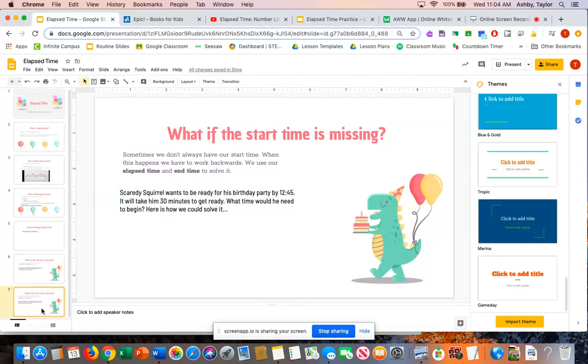Okay, here's our last problem, our last example for today. What if the start time is missing? Sometimes we don't always have our start time. When this happens, we have to work backwards. We use our elapsed time and end time to solve it.